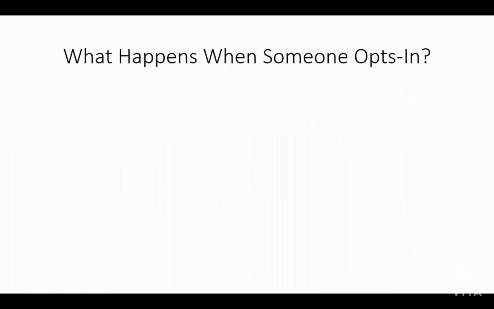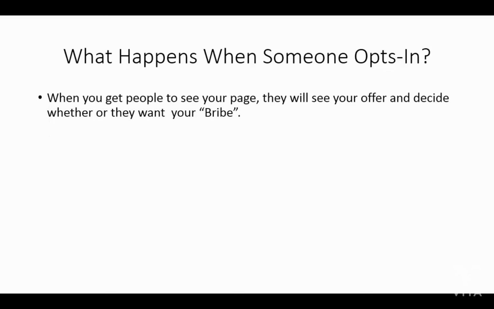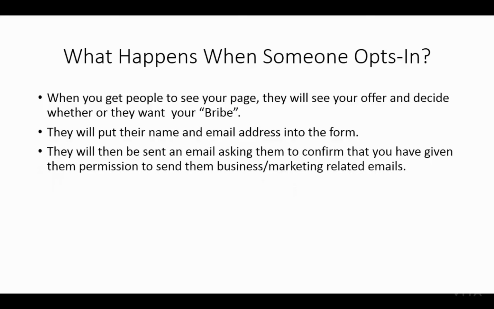Welcome back. Now in this video, I'm going to be showing you what happens when someone actually opts into your list. Now when you get people to see your page, they're going to see what you're offering, and they're going to decide that they want your bribe. Now, what happens is they're going to put their name and email address into the form on your page, and then they're going to be sent an email asking them to confirm that you have given them permission to send them business or marketing related emails.